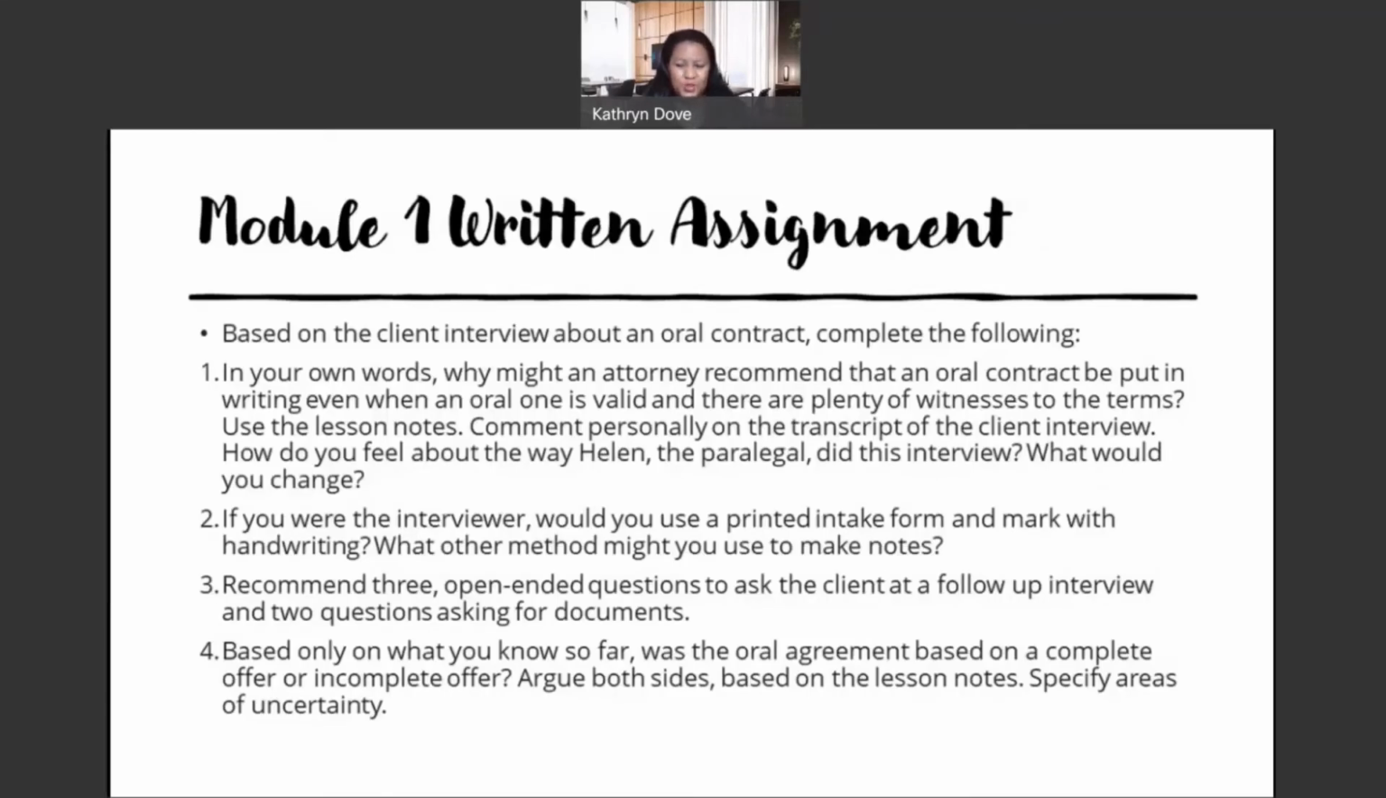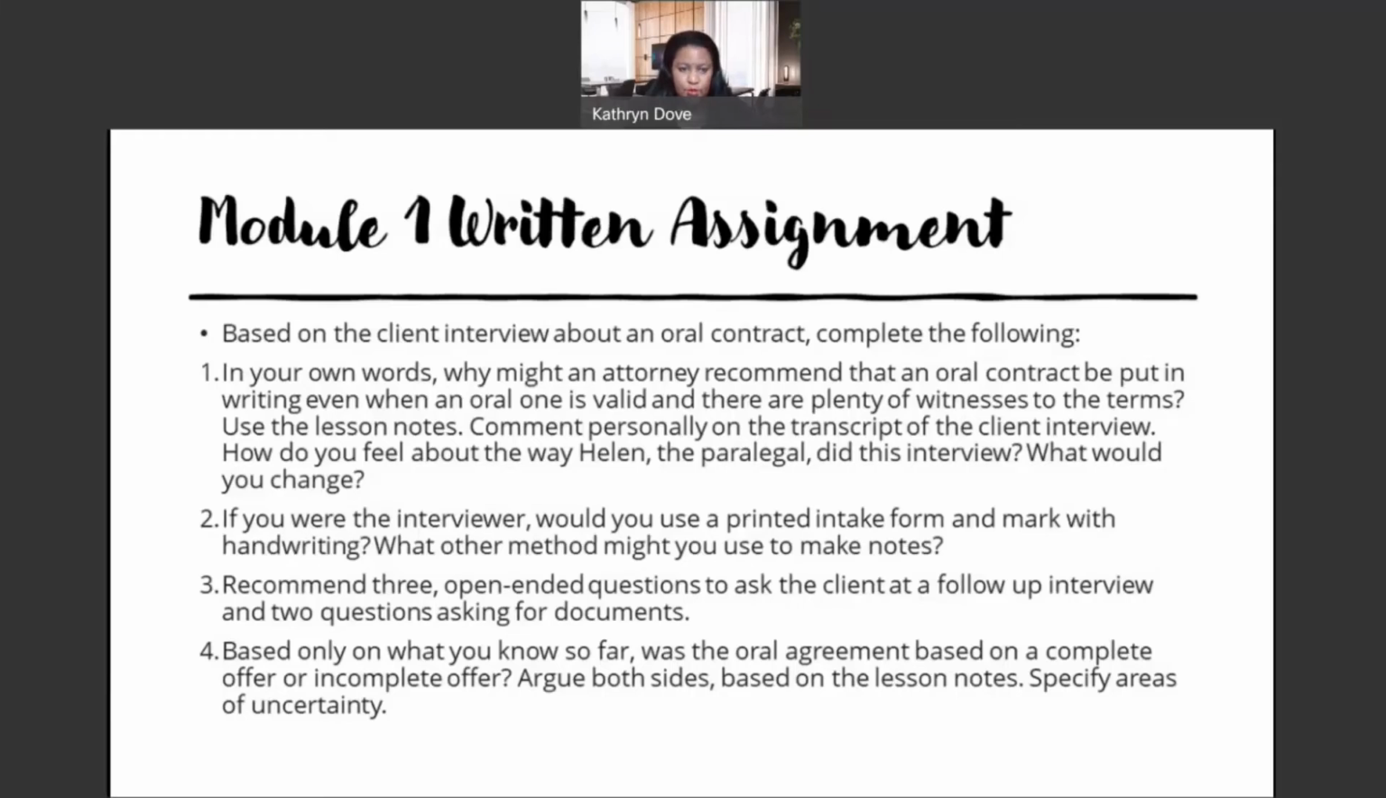Let's take a look at your Module 1 written assignment. So the Module 1 written assignment requires you to consider a scenario where a paralegal is interviewing a client about an oral contract. You want to take a look at the scenario. And in your own words, write why an attorney would recommend that an oral contract be put in writing. Even though an oral one is valid and there are witnesses to the terms, why might you want that to be in writing?